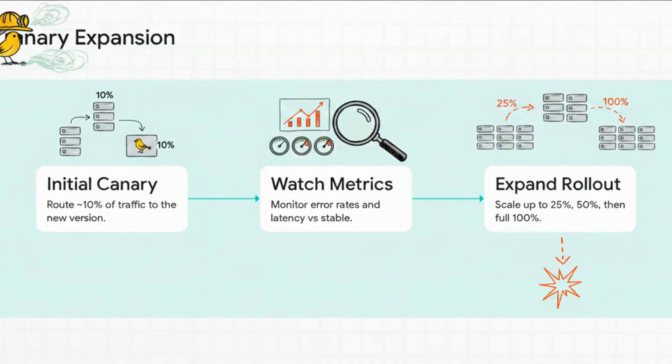We're comparing the error rates and P99 latency of our canary straight against our stable pods. If the metrics hold steady, we slowly expand the blast radius, 25%, then 50%, and finally a full 100% cutover. But if those metrics degrade, we abort immediately. And the beauty is, only a tiny fraction of our users ever even saw the glitch.